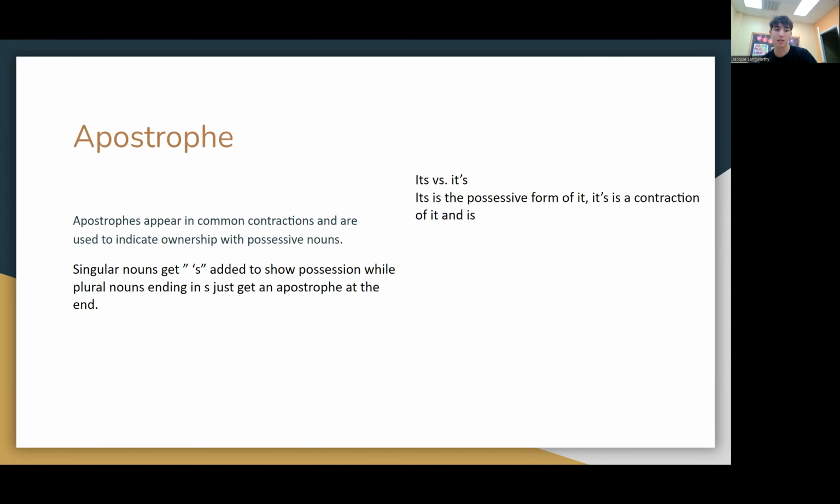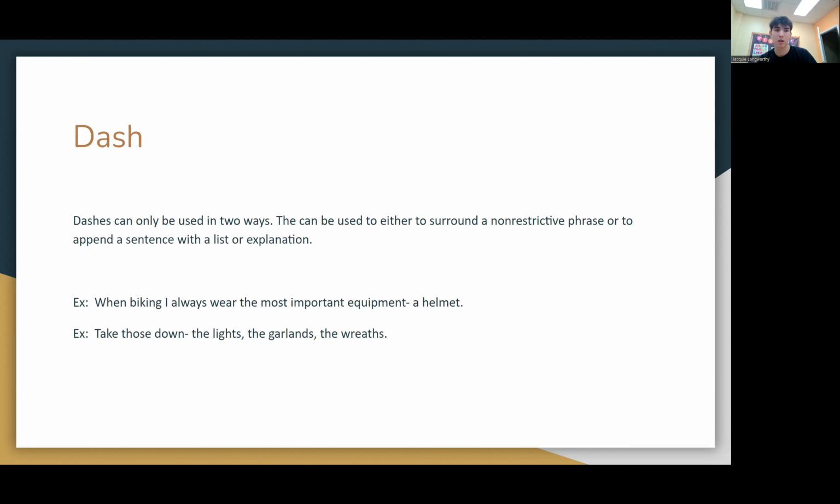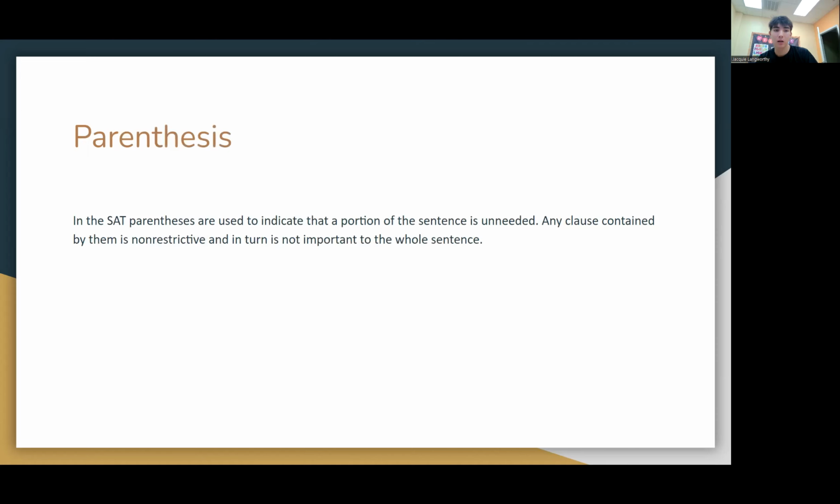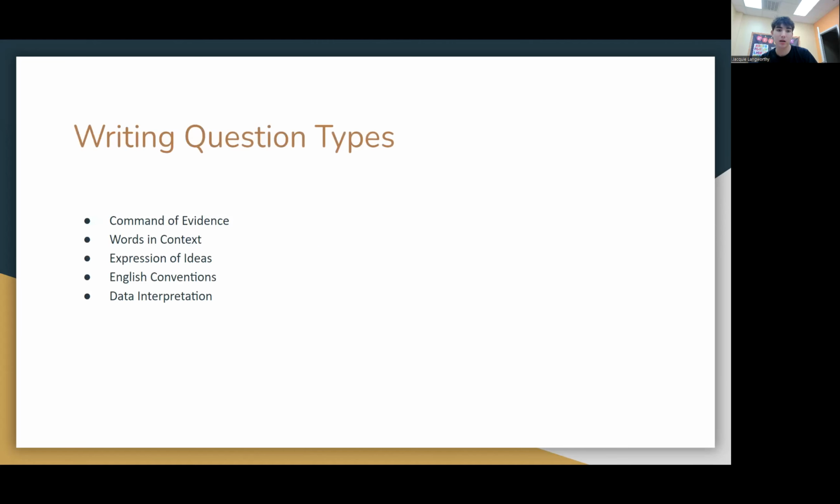Apostrophes are used to indicate ownership, only ownership. This will come up a lot. It's just, if it's apostrophe S, it's ownership. Dashes can only be used to surround a non-restrictive phrase or add a list or explanation to a sentence, similar to a colon. Parentheses just contain an appositive, which means that part of the sentence is not needed.